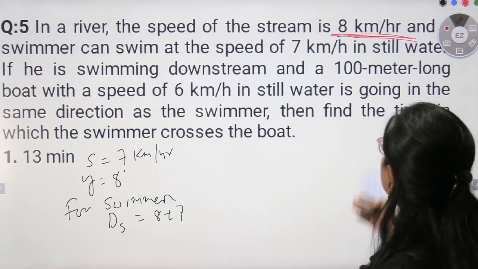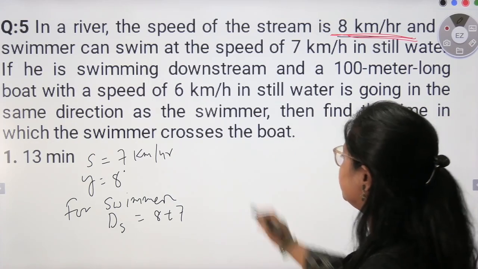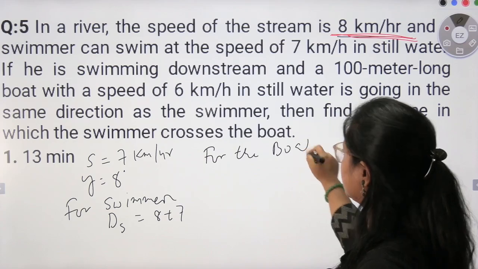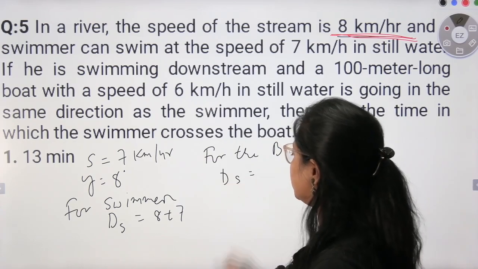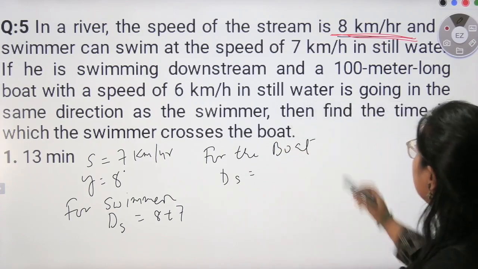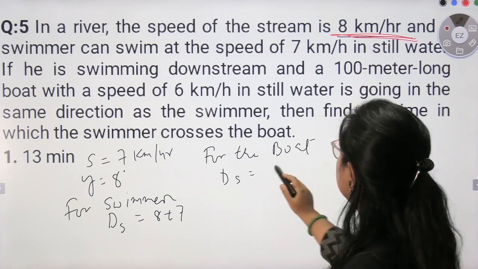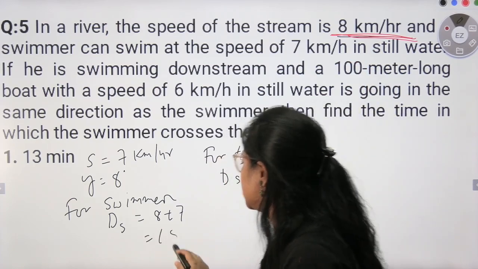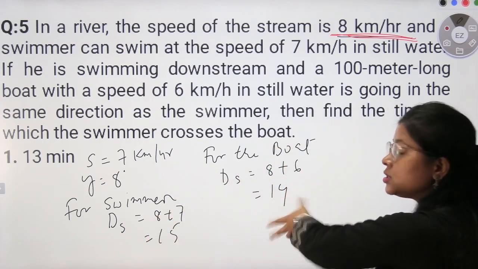And for the boat, which is 100 meters long, the speed is this much. So for the boat, downstream speed will be, the speed of the stream will remain the same, so 8 plus 6. So it will be 14 and this is 15. This is the swimmer's downstream speed and this is the boat's downstream speed.